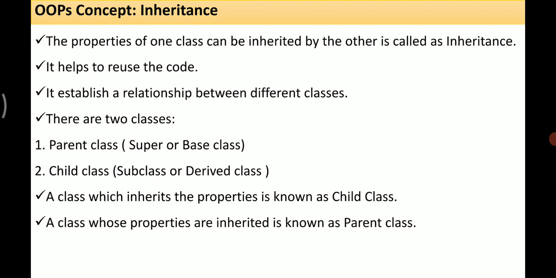A class which inherits the properties is known as the child class, and a class whose properties have been inherited is called the parent class. Inheritance can be further classified into four types: single inheritance, multiple inheritance, hierarchical inheritance, and hybrid inheritance.